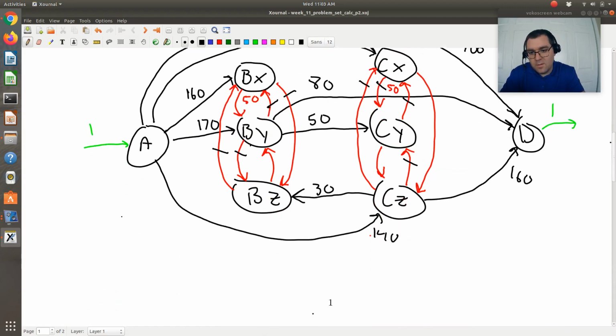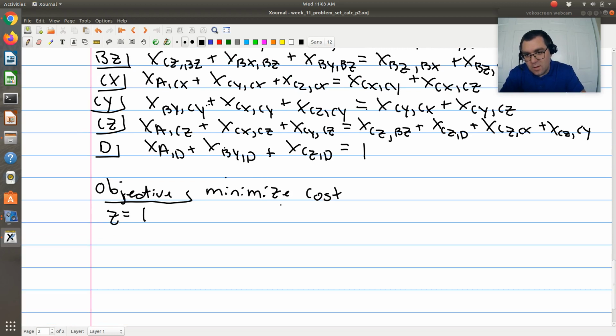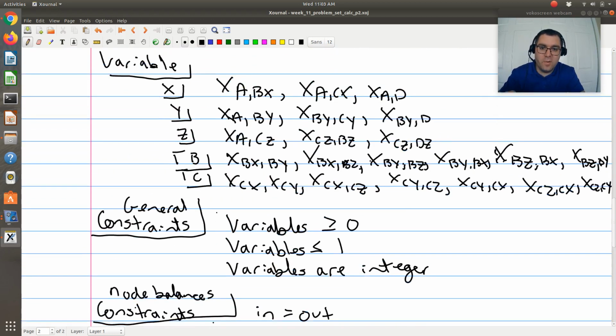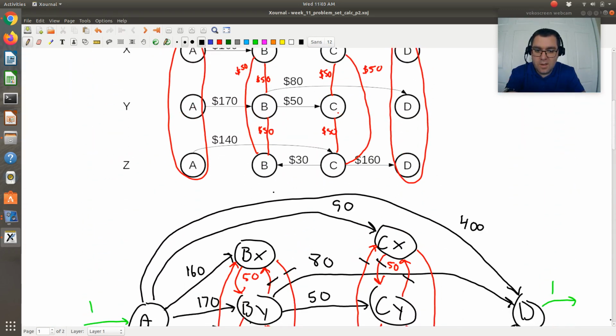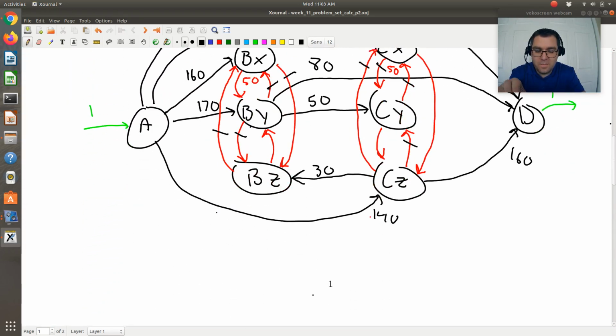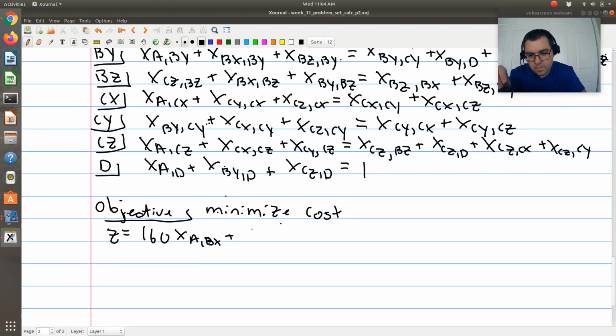But x, so it'd be 160 xa bx plus. All right, I'm just going to look at the next variable on my variable list, a cx. A cx is 90. All right, and so on and so forth.